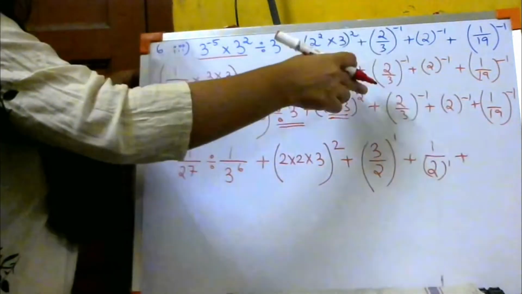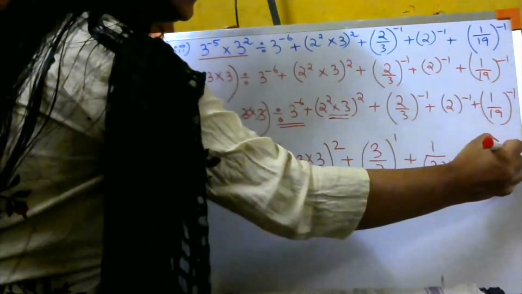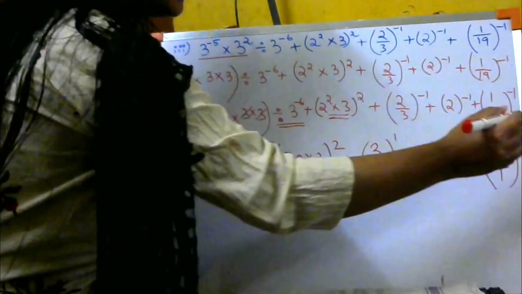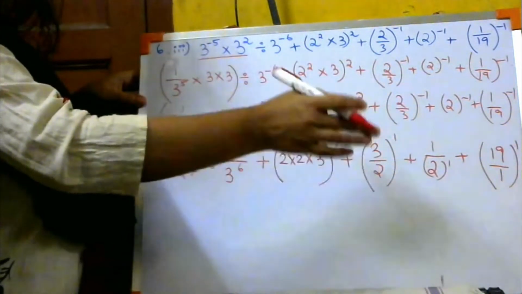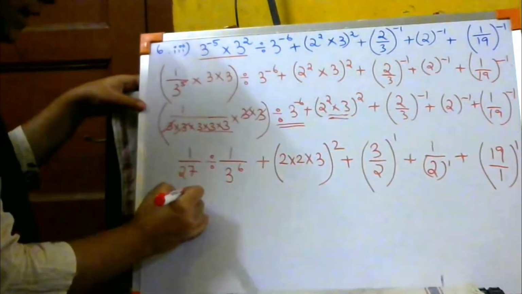Plus again p by q to the power minus m. Change करो, positive बनाओ. 19 by 1 to the power 1. 19 by 1 भी लिख सकते हो या फिर सिर्फ 19 भी लिख सकते हो, दोनों राइट है. ठीक है? Now let us do over here.